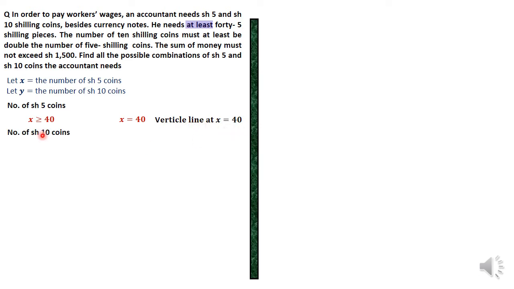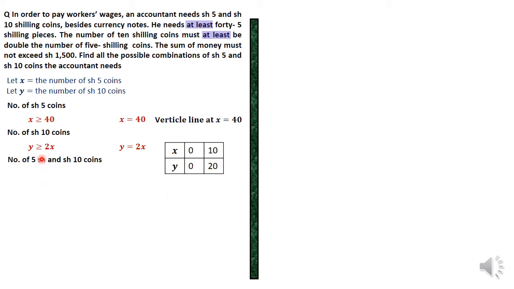Again, we've been told that the number of 10 shilling coins must be at least double the number of 5 shilling coins, and therefore y is greater than or equal to 2x, and therefore we have an equation like this. If you set x to be 0, y will be 0, and if you set x to be 10, y will be 20.